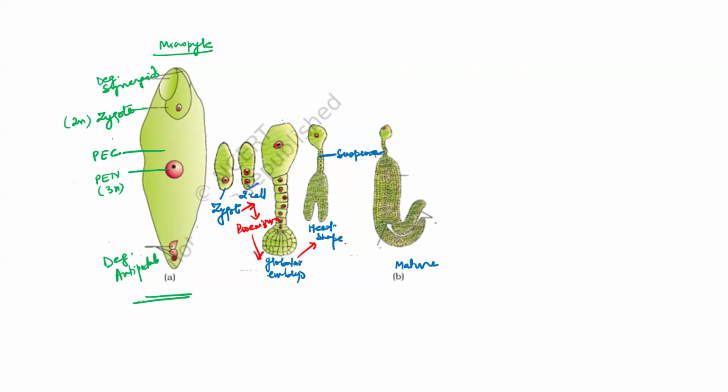Then it becomes heart-shaped embryo, and it becomes mature embryo. So this is in the NCERT. If you read, you will find it properly. And these are the two cotyledons, because of the dicot, two cotyledons. And this is plumule. Clear? This is plumule. And this part is radicle.